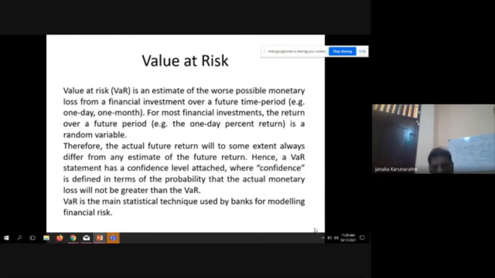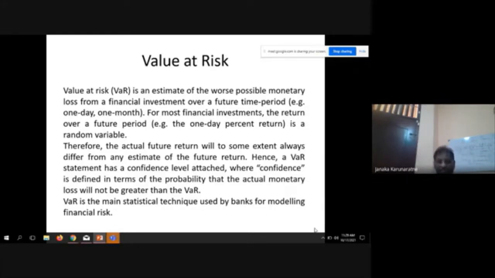For most financial investments, the return over a future period is a random variable. That is, every day's return, 1 day percent return. So if you look at it now, you are invested in stocks, okay, and if you invested in bonds for trading purpose, remember trading purpose, because if you hold it to maturity, you don't have any problem. You will get your face value at maturity. But if you use it for trading, all these market variables matter.